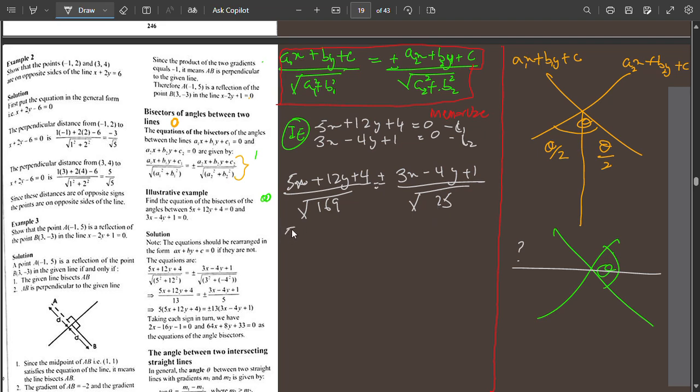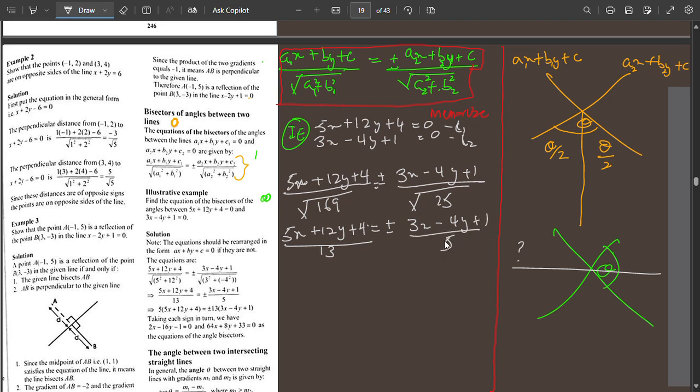In the next step we'll simplify it. We have 5x plus 12y plus 4 over 13, equal to plus or minus 3x minus 4y plus 1 over 5.